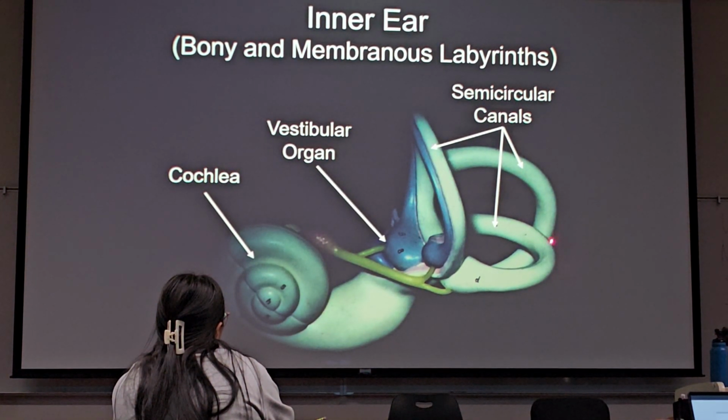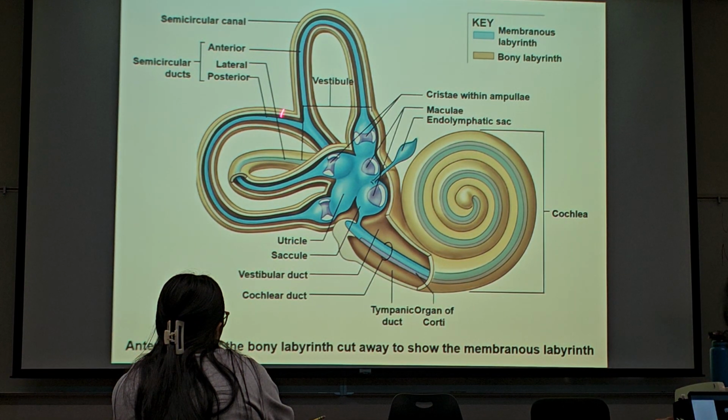So here we have a model of the inner ear. We have the vestibular organ, this structure in here, and the semicircular canals devoted to equilibrium. Then we have the cochlea, it's like a seashell, devoted to hearing. So here we see the blue membranous labyrinth inside of the bony labyrinth. There's perilymph fluid in the bony labyrinth, surrounding the membranous labyrinth, but inside of the membranous labyrinth, the fluid is endolymph.